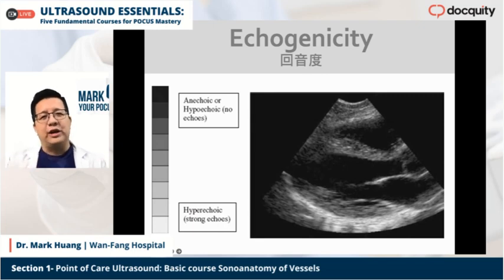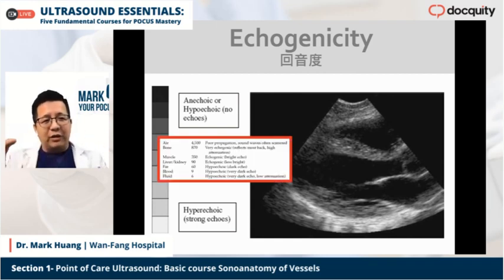So what is echogenicity? It's very simple. Just think of very dark and very bright. When you see the image very dark, even black, you can call it anechoic. And when it's very bright, you can call it hyperechoic. So what are the materials with this echogenicity? Let me show you. Very simple. You can see a scale like this.